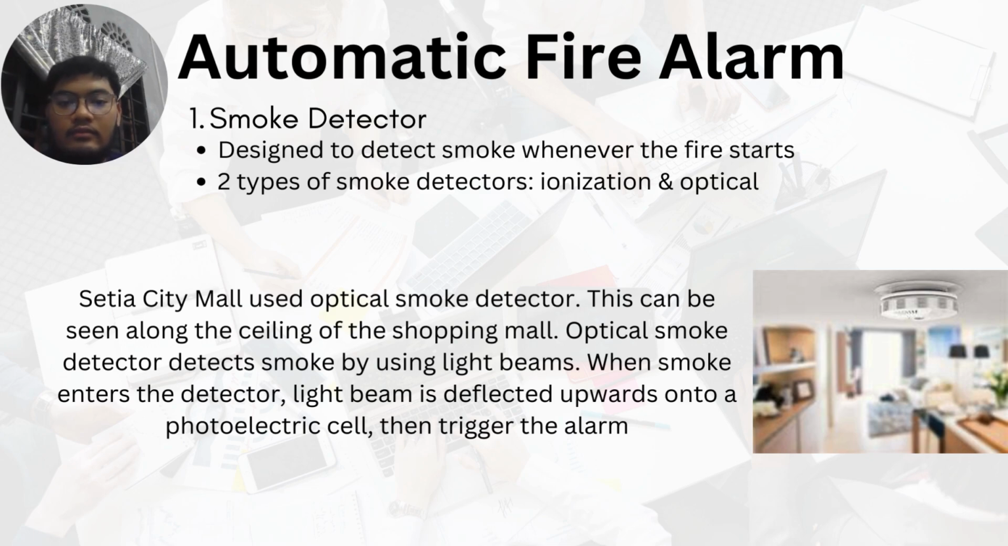Okay, the first fire alarm is the smoke detector. It is designed to detect smoke whenever a fire starts. There are 2 types of smoke detectors, ionization and optical. City Mall uses optical smoke detectors. This can be seen along the ceiling of the shopping mall. An optical smoke detector detects smoke by using light beams. When smoke enters the detector, the light beam is deflected upwards onto a photoelectric cell, which then triggers the alarm.